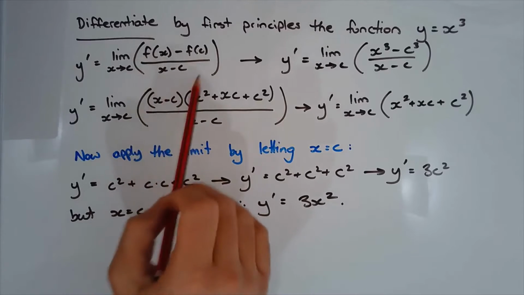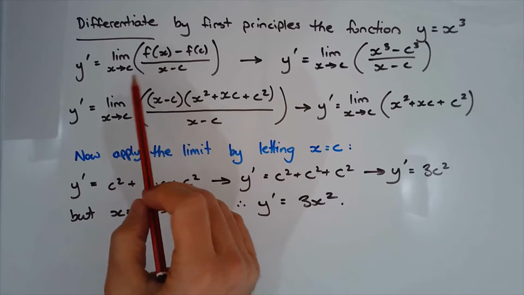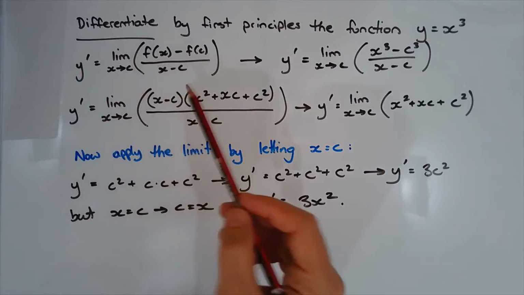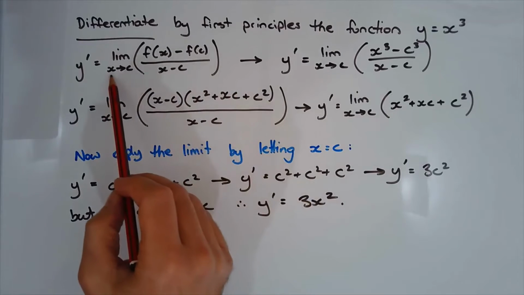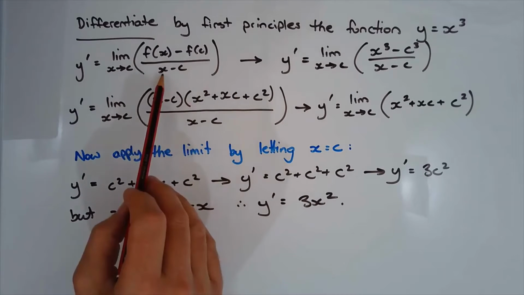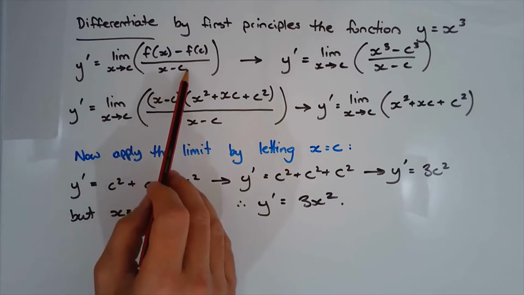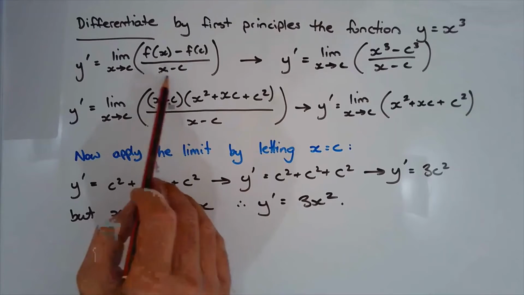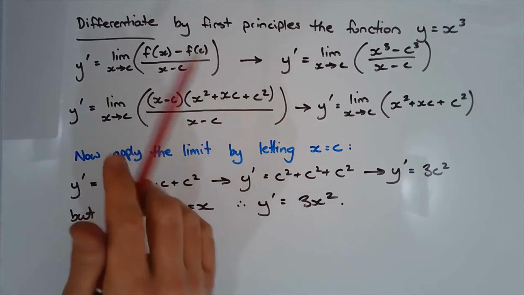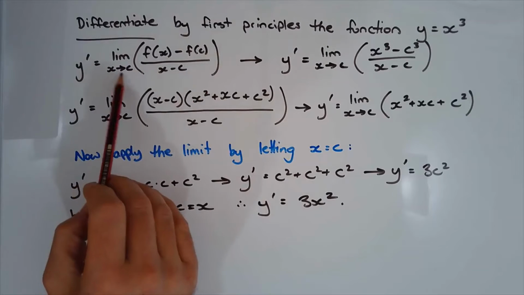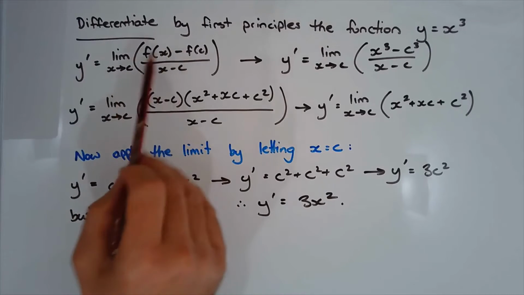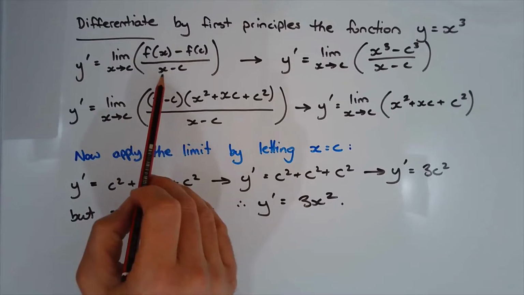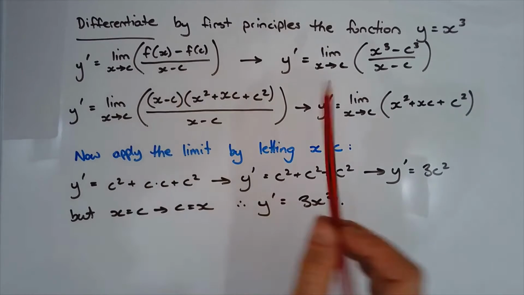So again, this is like our rise over run. This is similar to the f of x plus h definition, as you know, where h approaches 0. This one, x is approaching c. So again, the 2 points are being brought closer together by letting x get closer and closer to point c. And this is also like your y2 minus y1 over x2 minus x1.